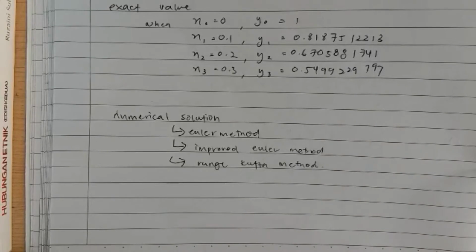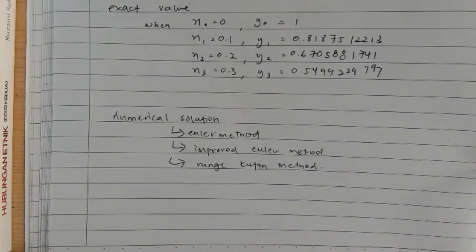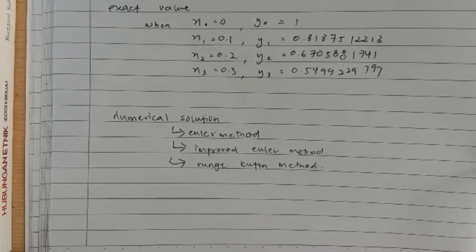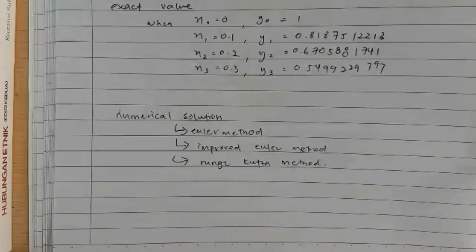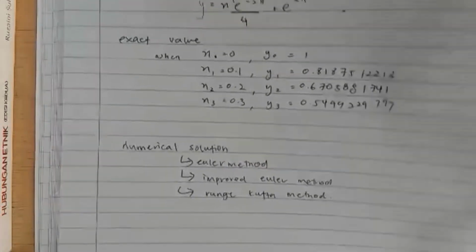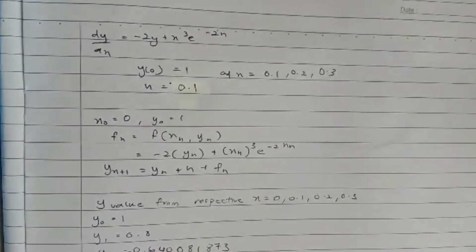Moving on to numerical solutions, we have three types: the first one is the Euler method, then the improved Euler method, and then the Runge-Kutta method. We are going to look into the Euler method first. The Euler method is one of the simplest methods out of all three.